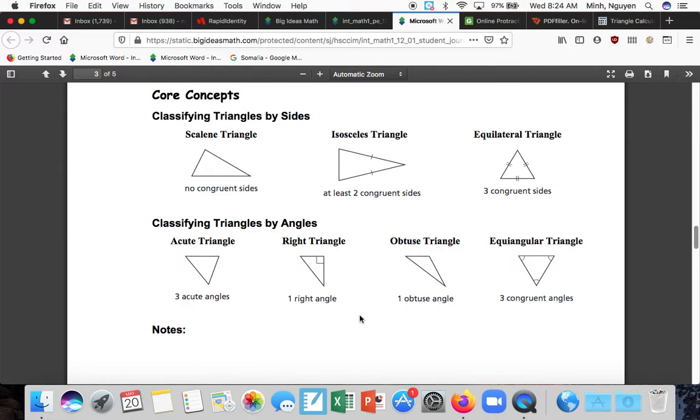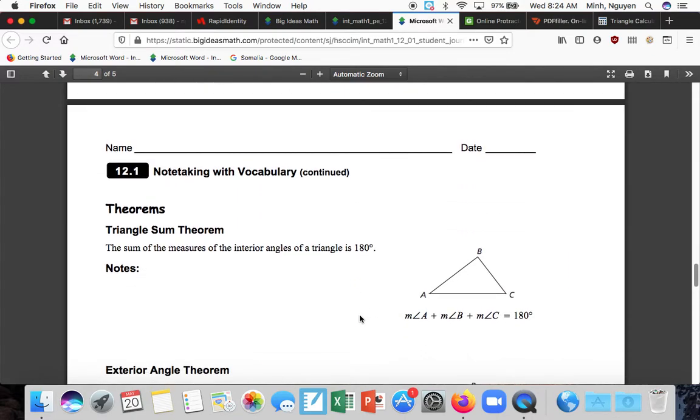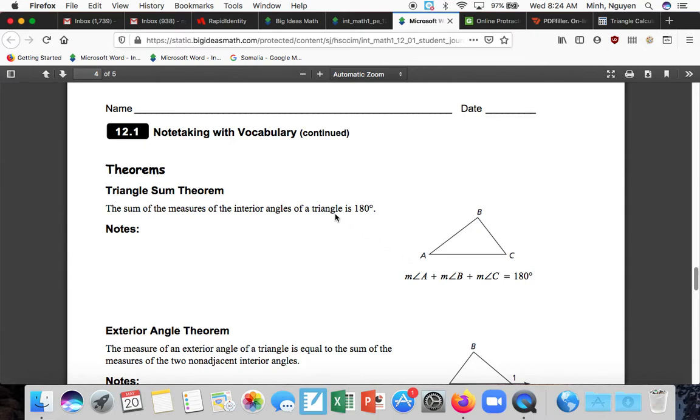So yeah, we have the triangle sum theorem, which is that the sum of the measures of the interior angles of a triangle is 180. Interior means inside. So inside, inside, inside, and these three would add up to 180.